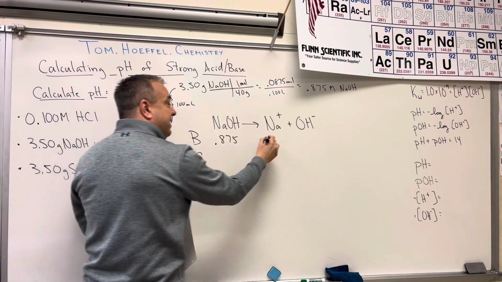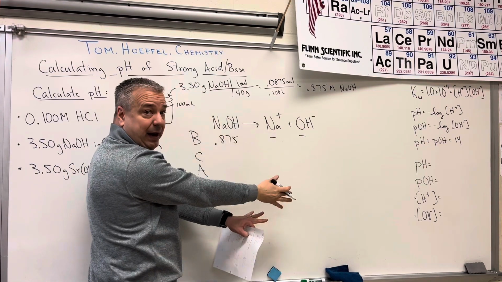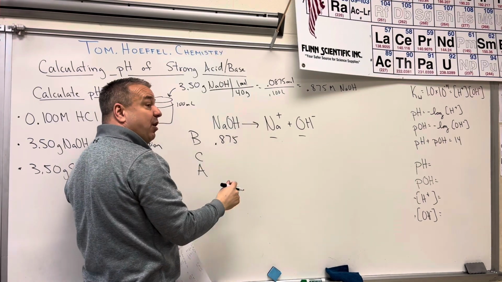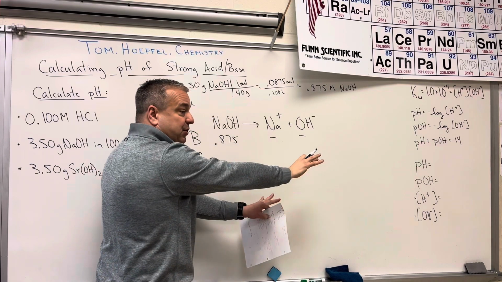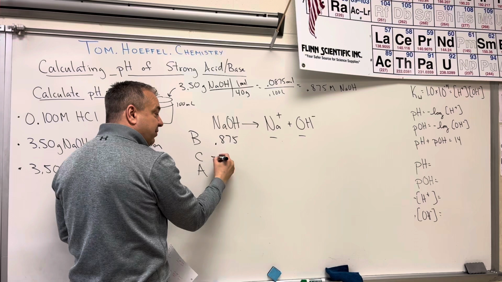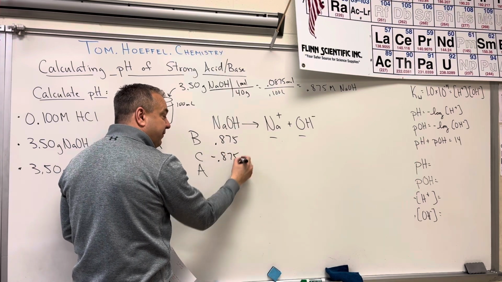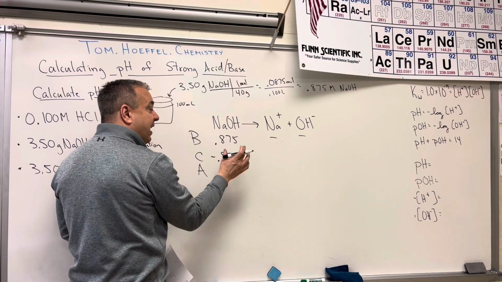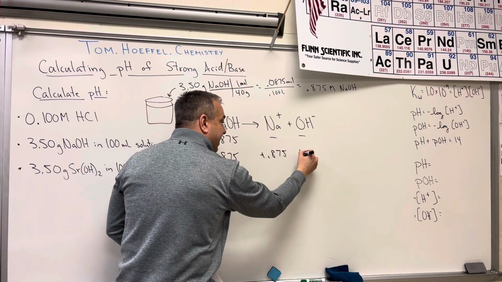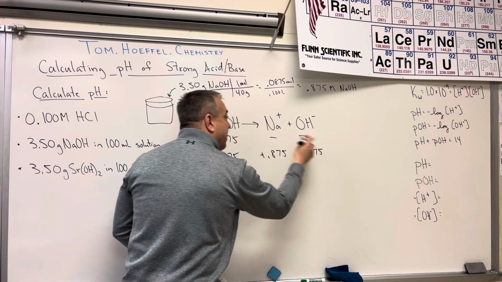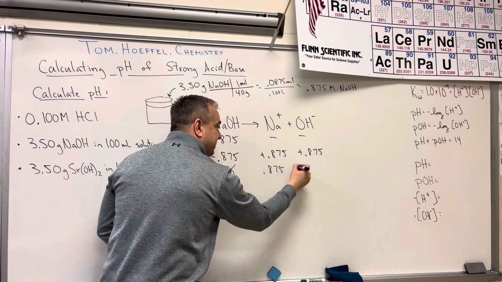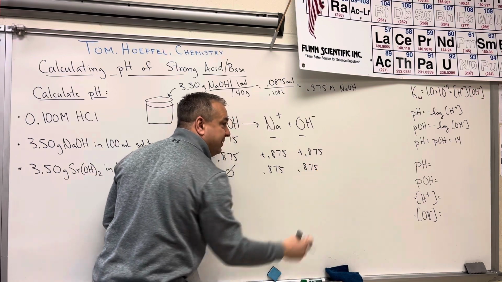And I know that 0.875 is going to shift all the way to the right. Because this is a strong base, we have to use that single arrow, and everything pushes over to the right-hand side. So there's not going to be anything remaining over here. So this is going to go down by 0.875, so there's nothing left. And if this goes down by 0.875, this goes up by that same amount for both of them because it's a 1-to-1-to-1 ratio. So this ends up being 0.875 and this ends up being 0.875.